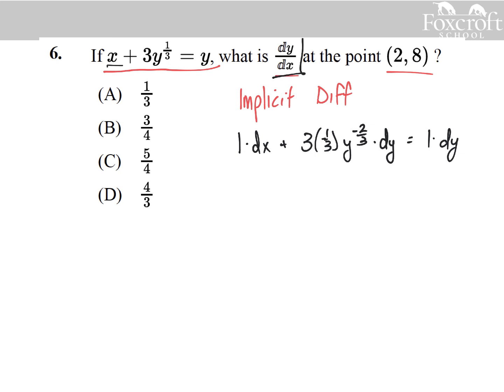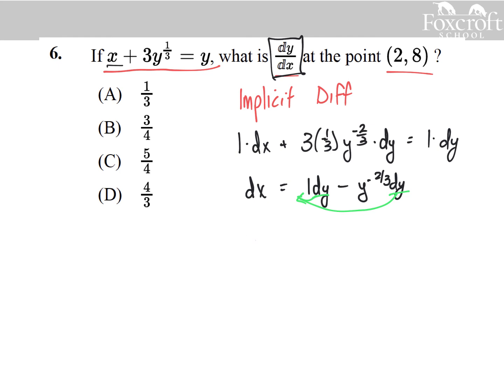And now to get dy over dx, I'm going to group up the dy's on one side and the dx's on the other side. So on the left, I'm just going to keep this dx. On the right, I'm going to get 1 dy minus the 3 and that 1/3 cancel out, minus y to the negative 2/3 dy. I can factor this dy out and then divide. I'm going to get dy. Oh no, I can't do that because I want to get dy/dx. So I'm going to do it the other way.